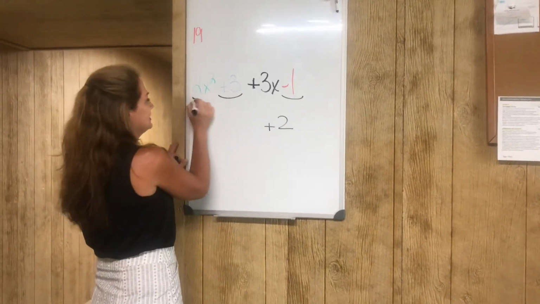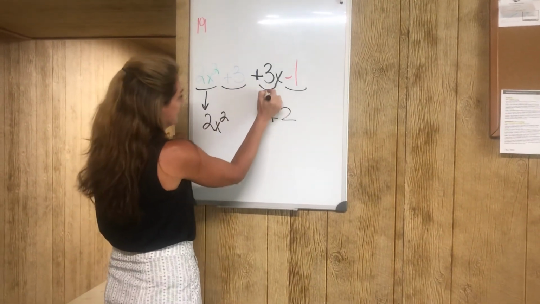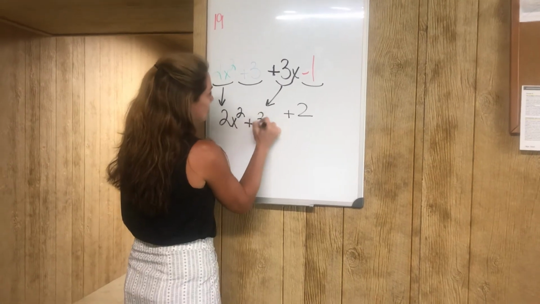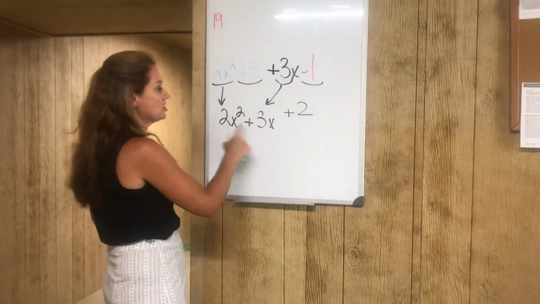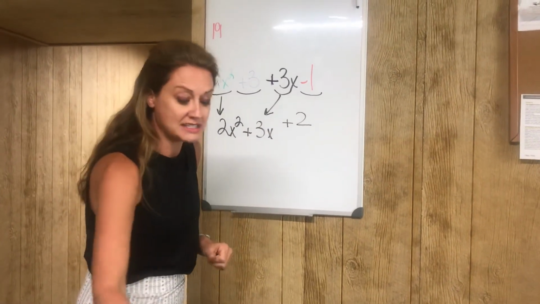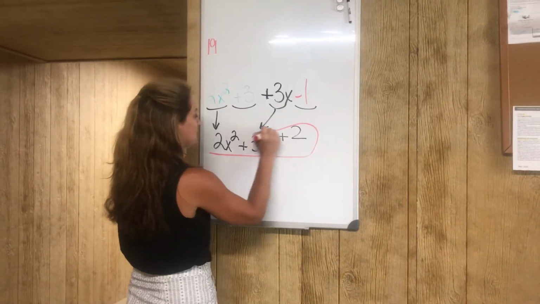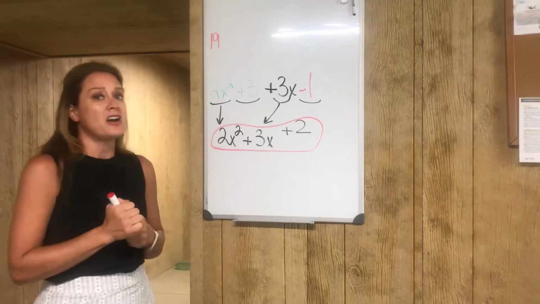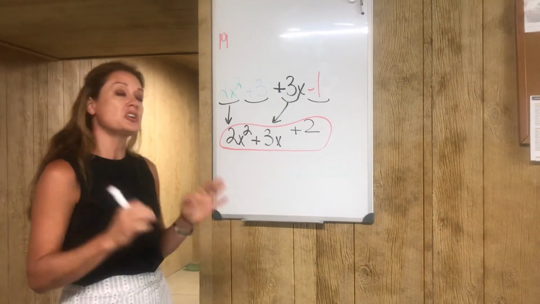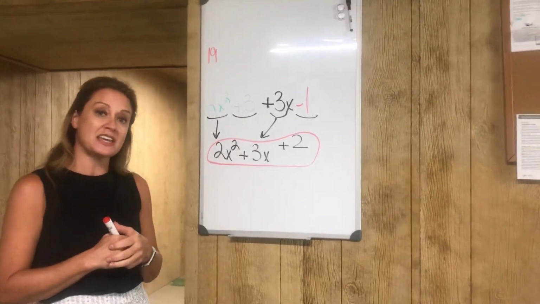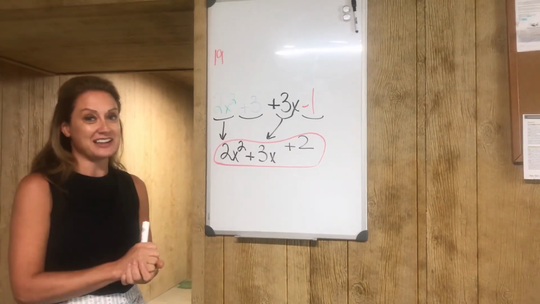So I'm going to take this and drop it straight down. I'm going to take this and drop it straight down. Remember to keep the sign the same. Okay? And so the answer to our problem, number 19, you're done. Your answer is 2x squared plus 3x plus 2. Oh, that's not an answer. Yes, it is. You have combined your like terms, you have simplified this problem as much as you can, and you have found the answer. Not the solution, you have combined like terms.